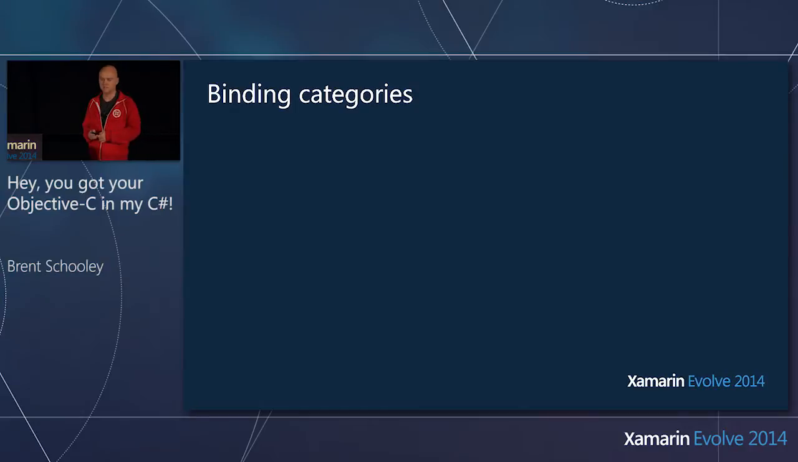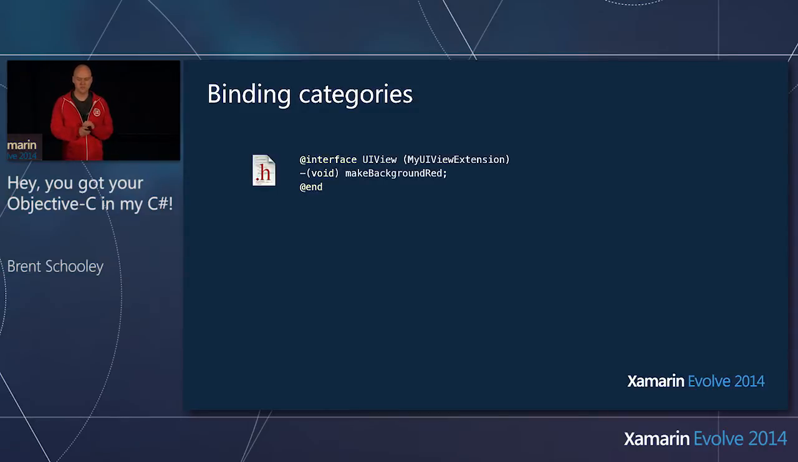Binding categories. So categories are a bit like extension classes in a way in Objective-C. So slight difference on this, taking a look at how that would look in Objective-C. So it's still an interface object. Its base class here in this case is UIView. And then the name of the category is MyUIViewExtension. And then it just has one method that makes the background red. That returns void. So that's what the category syntax looks like in Objective-C.